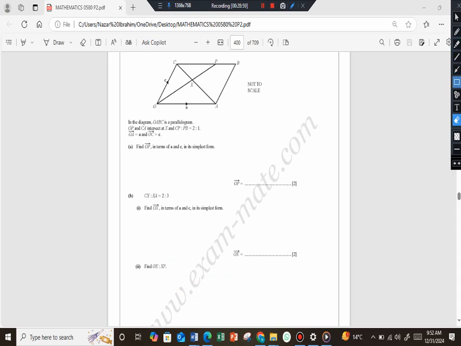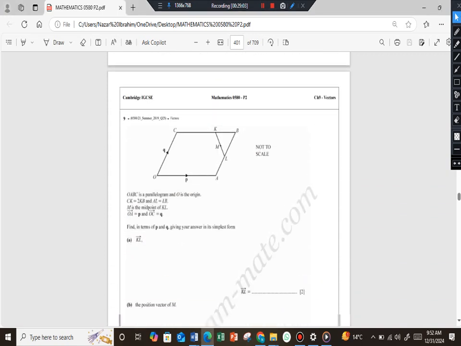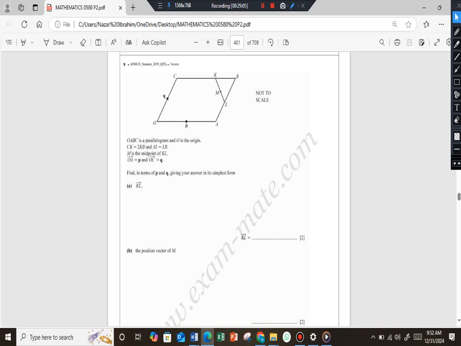Let's move forward to question number 9. In question number 9, OABC is a parallelogram and O is the origin. CK is equal to KB, and AL is equal to LB. M is the midpoint of KL. OA is equal to P, OC is equal to Q. Find KL in terms of P and Q. We need to find KL, this part.